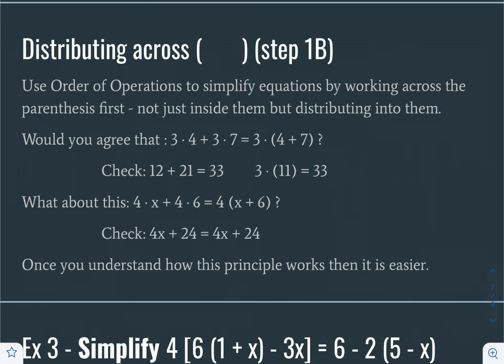When you distribute across parentheses, you use the order of operations to simplify equations by working across the parentheses first, not just inside them, but distributing into them. So would you agree that 3 times 4 plus 3 times 7 equals 3 times (4 plus 7)? So you get 3 times 4, which is 12, and 3 times 7, which is 21. And when you add them, you get 33. With this one, you distribute the 3 to both the 4 and the 7, and you're going to get 33. Or you could also just add on the inside and then multiply. You could do it both ways.